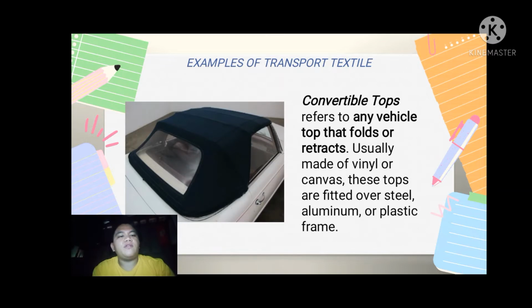Convertible tops refers to any vehicle top that folds and retracts. Usually, it is made of vinyl or canvas. These tops are fitted over steel, aluminum, or plastic frames, and the convertible top can be classified into two. It can be hard top or soft top.